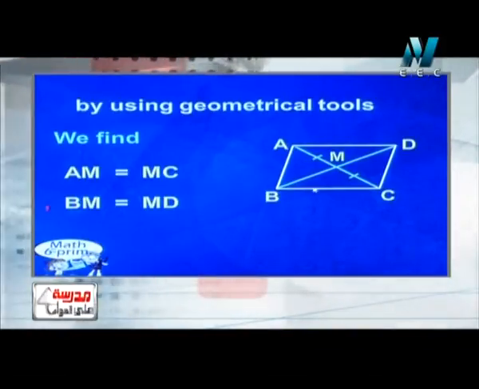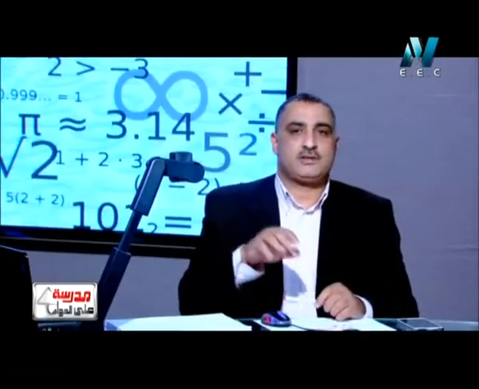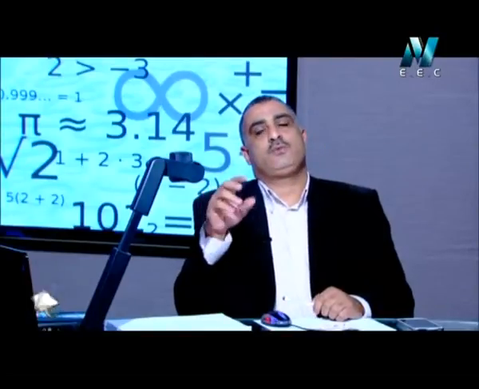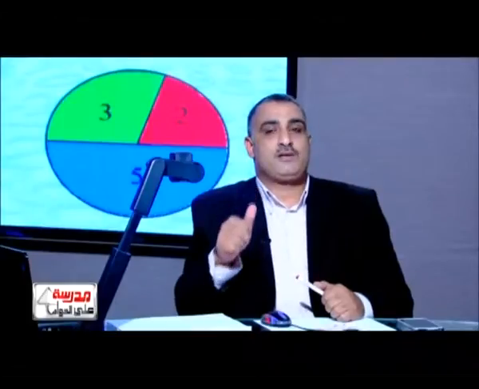So, my dear students, we have four important statements. The first one, what is a parallelogram? A parallelogram is a quadrilateral in which each two opposite sides are parallel. Don't confuse them. This is the definition of a parallelogram: a quadrilateral in which each two opposite sides are parallel.